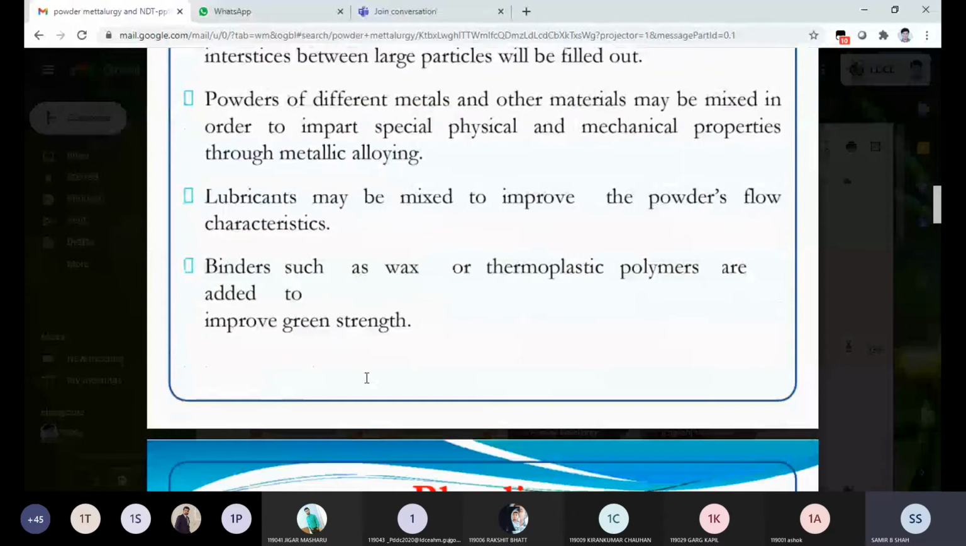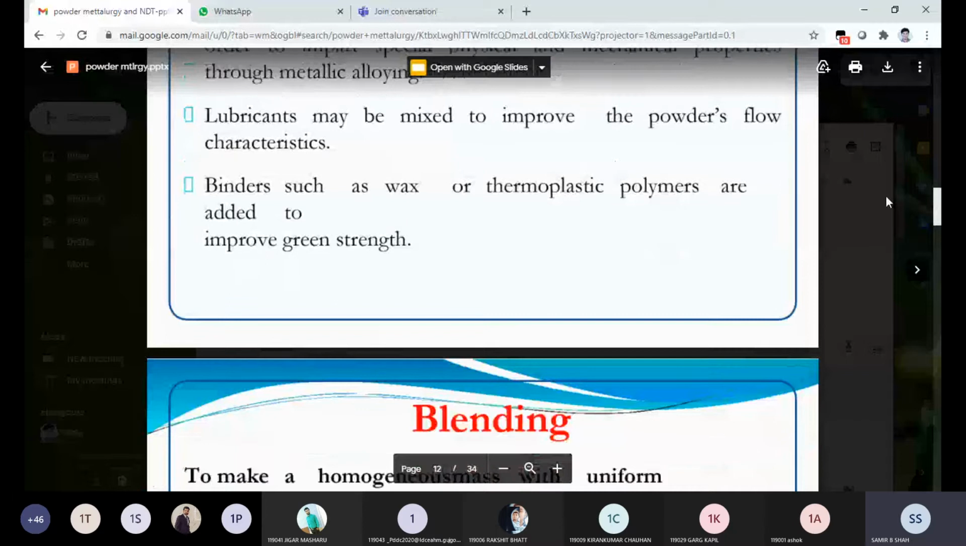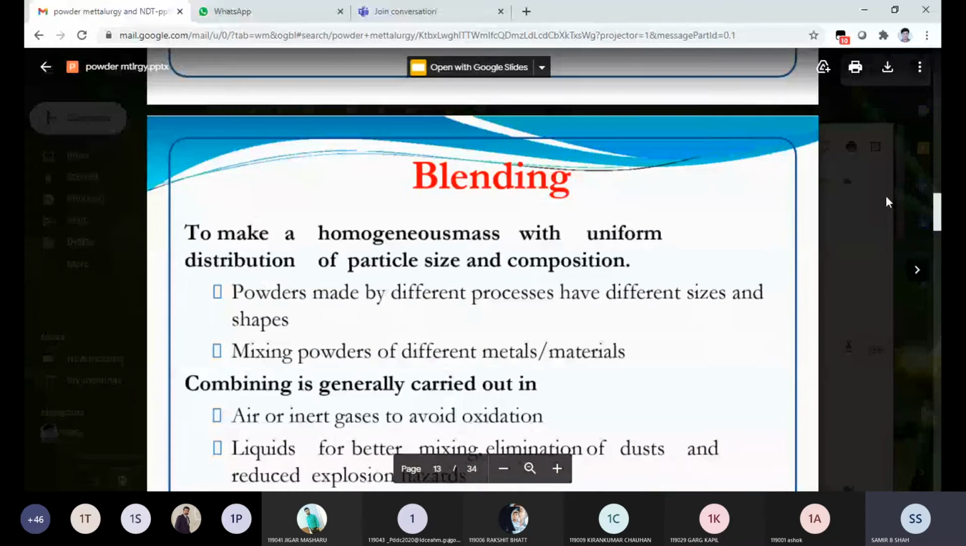So this is another word for you, that is green strength. There is a minor difference between green strength and strength. You just remember that when the powder is in the initial condition, when we start to produce it, whatever strength we achieve at that time is called green strength. Now, blending is done to make a homogeneous mass with uniform distribution of particle size and composition. This is a very important point. Whenever I prepare any shaft or any kind of gear with the help of powder metallurgy, homogeneous distribution means that everything is distributed in a proper way each and every time.